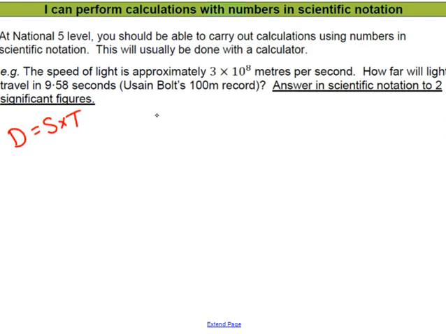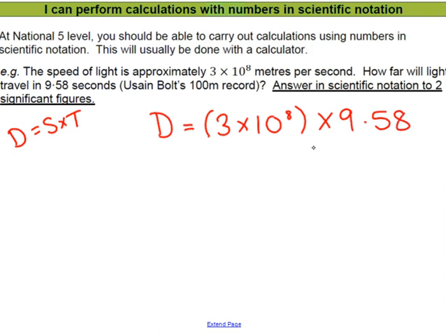So how would we do this at National 5? If we were using a calculator, that's 3 times 10 to the power of 8, I put that in brackets because you often would on your calculator, multiplied by 9.58. A really common mistake that comes up at National 5 is where pupils will try to convert 3 times 10 to the 8 into scientific notation and might make a simple error doing that, which loses them marks later on. If your calculator is capable of it, put it in scientific notation.